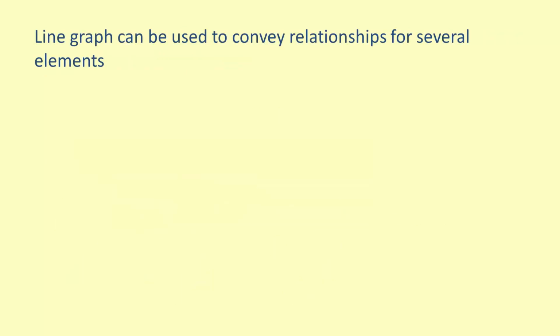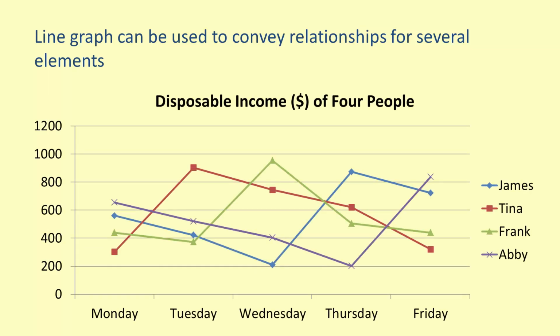A line graph can be used to convey relationships for several different groups. We can expand the line graph of James's disposable income to include the disposable income of others. Here we have included data on the disposable incomes of 3 others. Tina's is represented by a red line with points represented by squares. Frank's is represented by a green line with points represented by triangles. Abby's is represented by a purple line with points represented by X's.